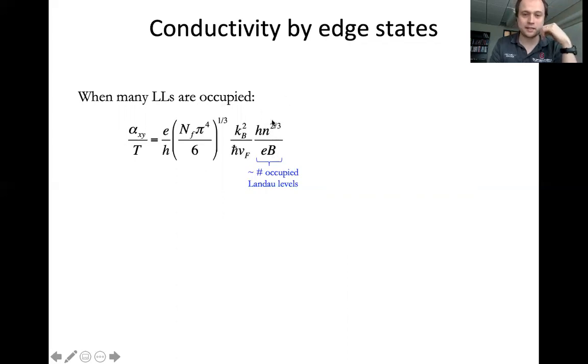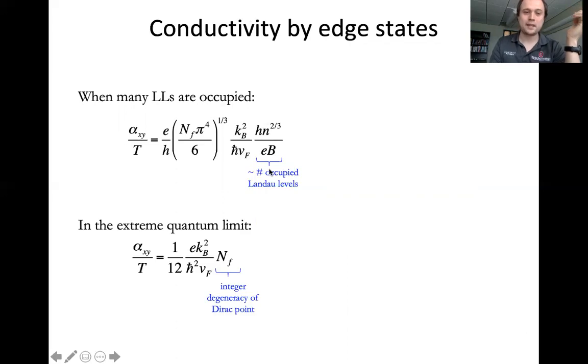This number here is basically the number of occupied Landau levels. But when I turn up the field large enough that only one Landau level is occupied, I get this really nice result that says that alpha xy now just looks like some integer that is the degeneracy of the Dirac point. Basically, how many states I have per z momentum in the lowest Landau level. In other words, this integer here has sort of gone to 1, or whatever is the degeneracy of the Dirac point.